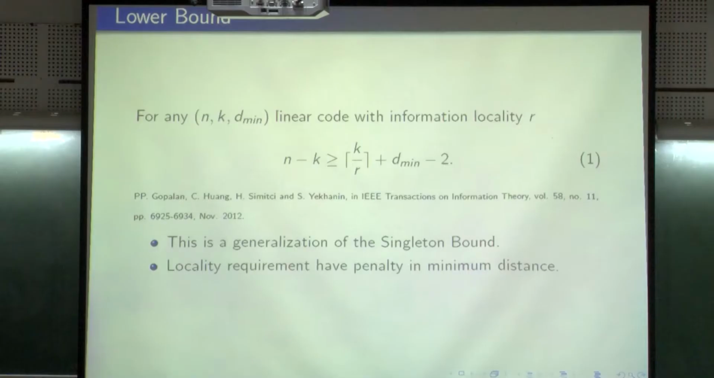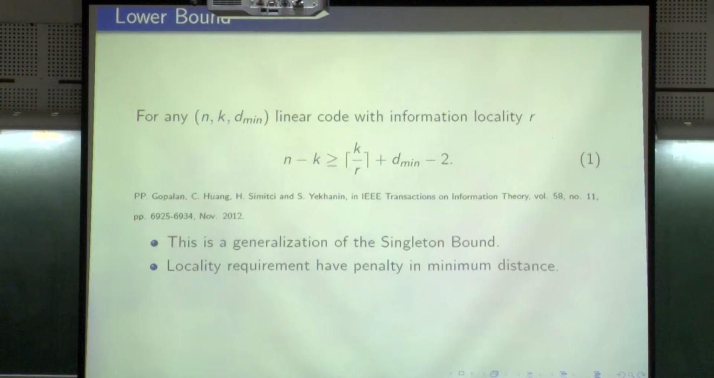Now what Gopalan and other people showed was, basically, if you have such a constraint, then they try to put a lower bound on it. Remember, Reed-Solomon codes are optimal, not much you can do, and the minimum distance they give is also optimum. That means they actually satisfy the Singleton bound with equality.